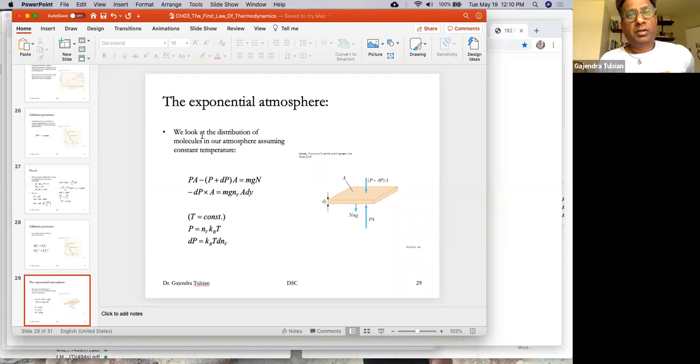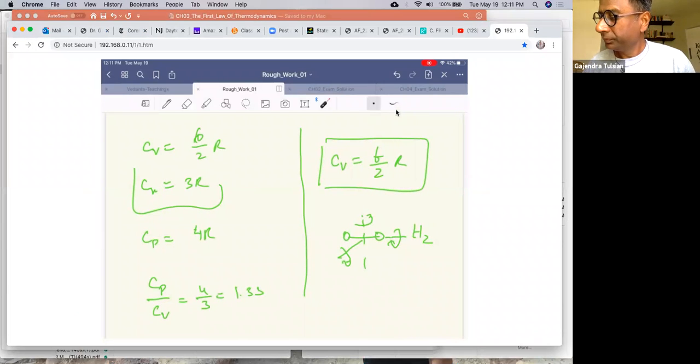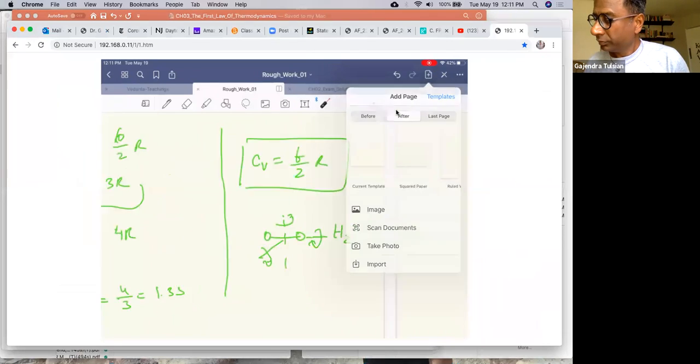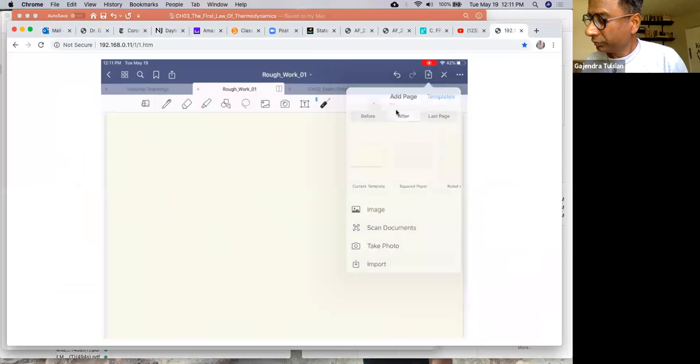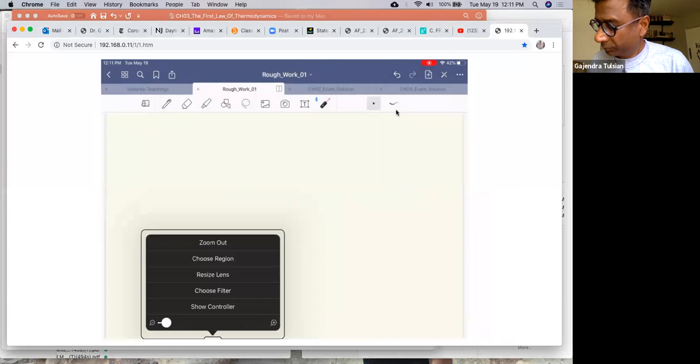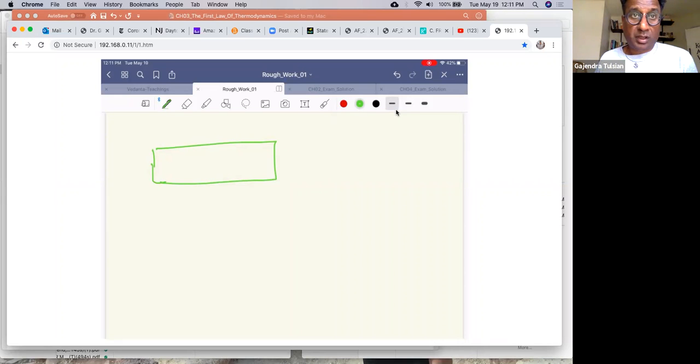Now what we're going to show is the exponential atmosphere. Let me do a diagram first. Imagine a slab of air, right above your head or whatever.